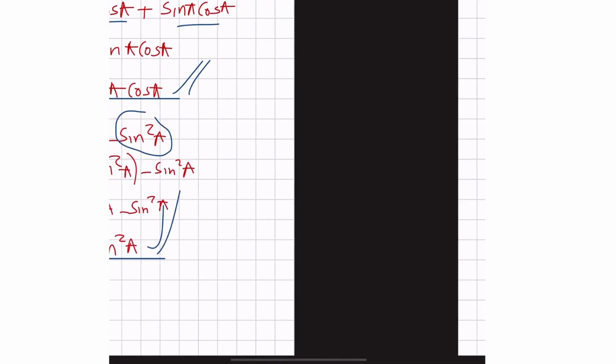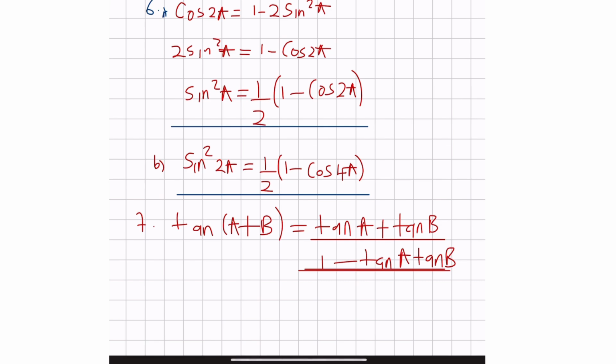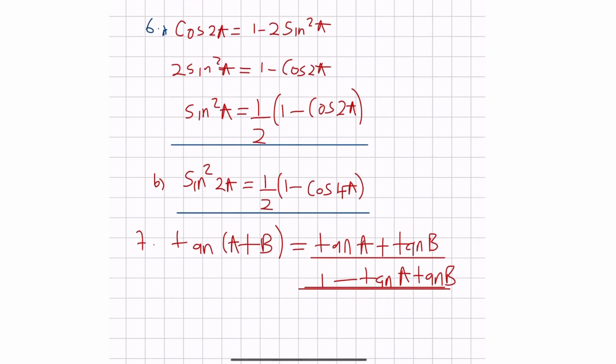Now, if cos 2A is equal to 1 minus 2 sine squared A, we can choose to make sine squared A the subject of the formula. It's quite straightforward. So ultimately, we are going to get sine squared A is equal to 1 over 2, 1 minus cos of 2A.